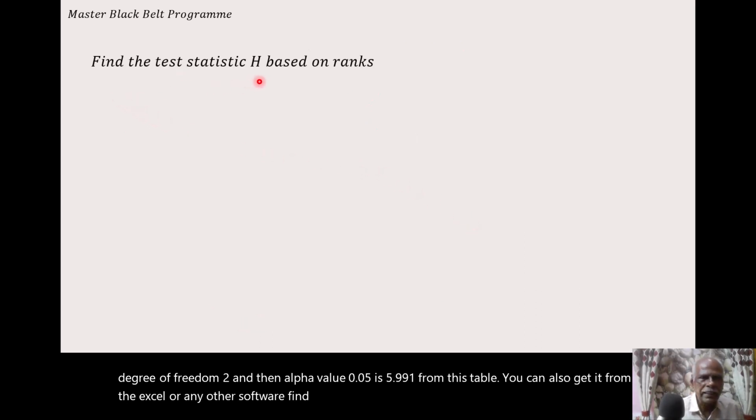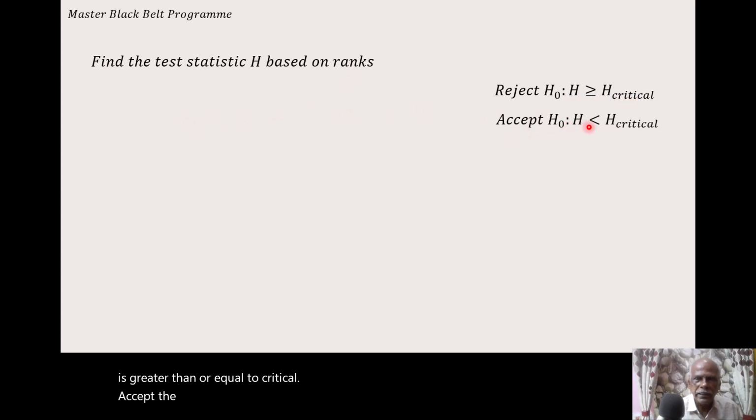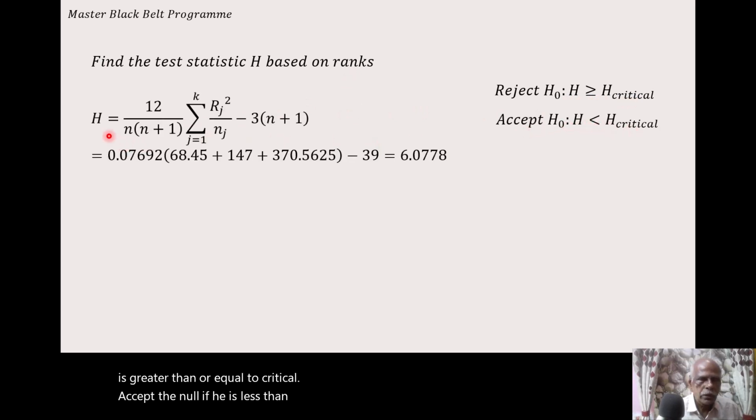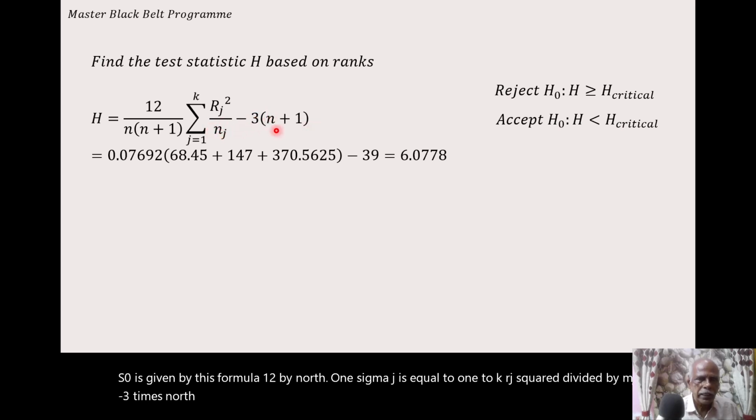Find the test statistic H based on ranks and reject the null if H is greater than or equal to H critical. Accept the null if H is less than H critical. So H is given by this formula: 12 by n into n plus 1, sigma j equal to 1 to k, Rj squared divided by nj, minus 3 times n plus 1. So n is 12, we know 12 plus 1 is 13, into 3 is 39. That is what this is.